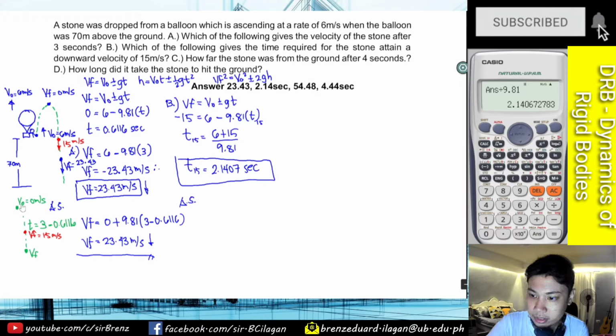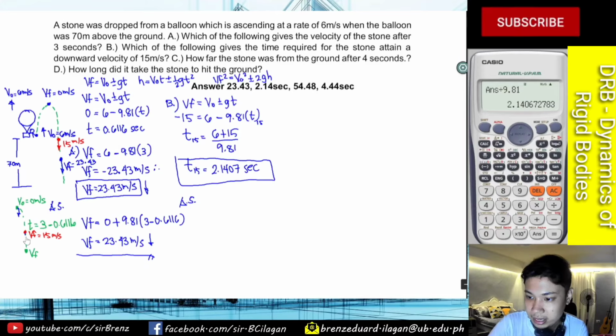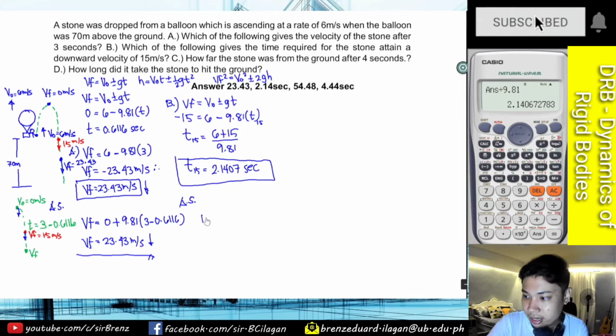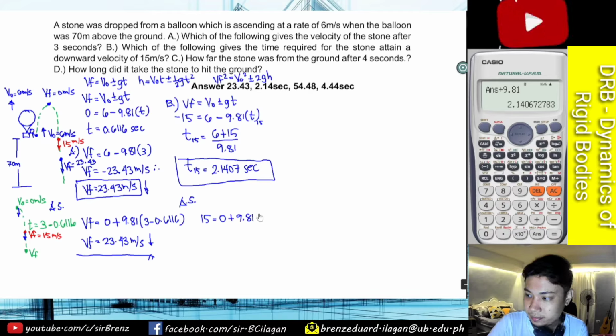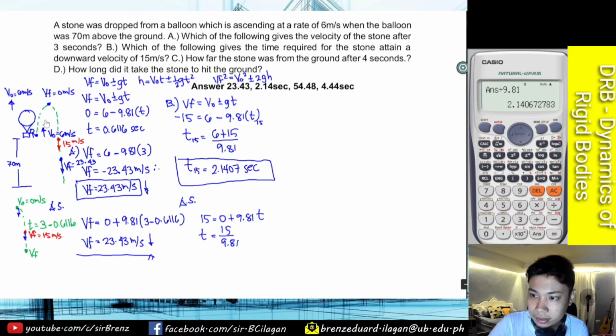Okay, so the alternative solution using this diagram. Your final velocity, since the initial velocity is downward, is positive because it's going down anyway. So, diretso ko na, 15 is equals to the initial velocity of 0, plus 9.81 times t. Okay? So your t here is 15 over 9.81. Pero meron tayong na-consume na time, which is 0.6116 noong marating niya yung highest point.